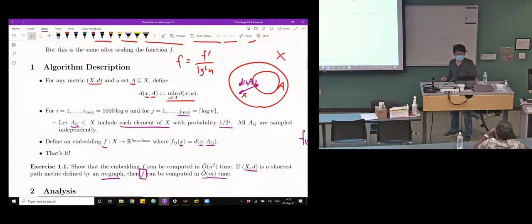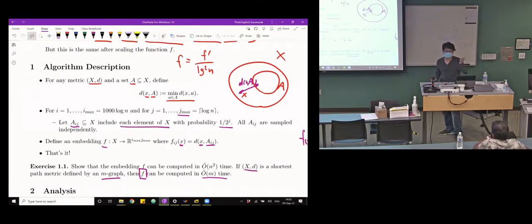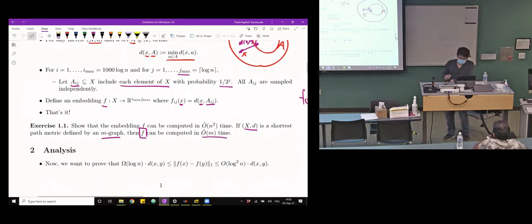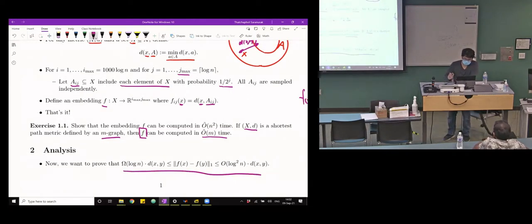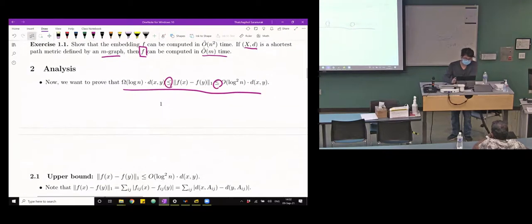Now, what I need to prove is just that this f function really approximates the distance. So we want to prove this. There are just two things we need to prove, this and this one. Let me start by showing an upper bound. That is, we have this: the L1 distance is at most log n squared times the original distance.